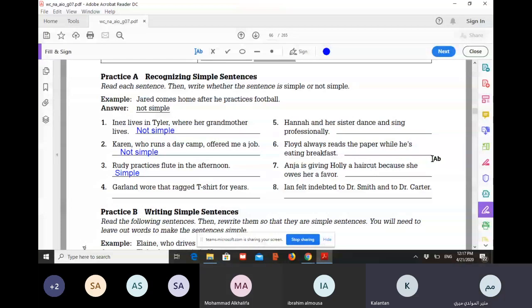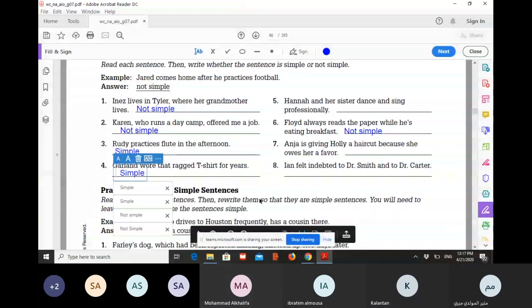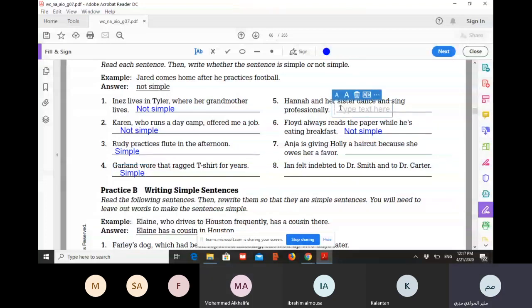Floyd always reads the paper while he's eating breakfast. Not simple. Why? Because he's doing two things, eating breakfast and reading the newspaper. That does not have anything to do with doing two things. While is the... Excellent, because we have a subordinating conjunction that introduces a subordinating clause, while he is eating breakfast. Very good. That's why it is not a simple one, and it is a complex one. If they ask you what this sentence is exactly, it is a complex sentence because it consists of a main clause and a subordinating clause.